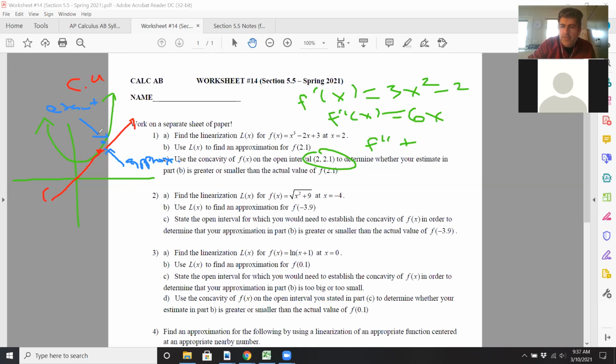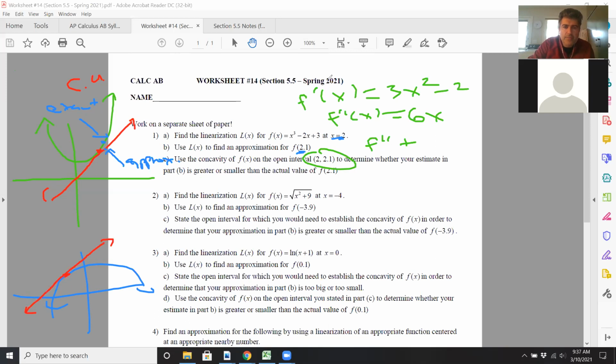Of course, the approximation is less than the exact value. Just look at it, right? So when you're concave up, your linear approximation, or when you're using a tangent line to approximate the output for some input, and of course your input's very close to where the tangent line is located, yeah, it's totally going to be an under approximation.